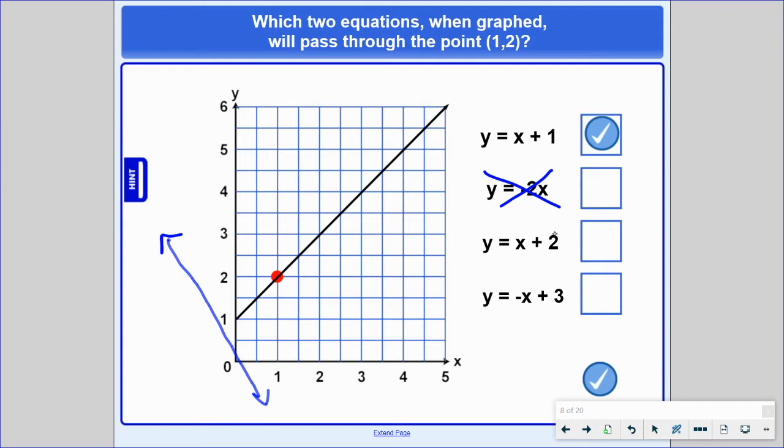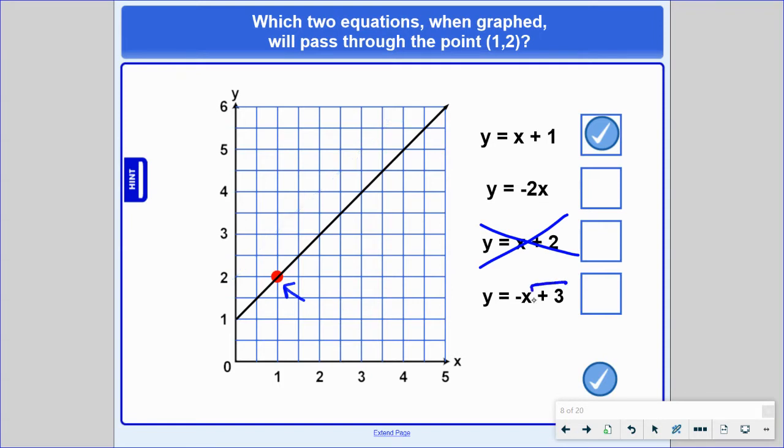y equals x plus 2, with 2 being the y-intercept. Slope of 1 to 1 goes up 1 and right 1, up 1 and right 1, up 1 and right 1. Now, that's interesting. It actually is parallel to the other line, but it does not go through the point we're looking for, so that gets a big old gee, I wonder what that means.